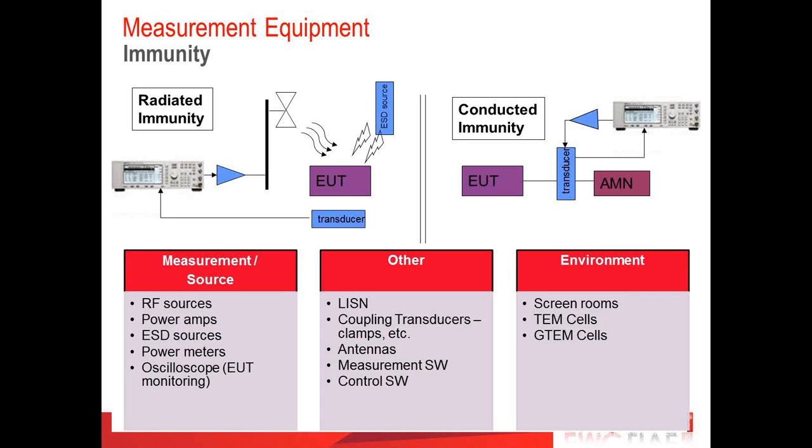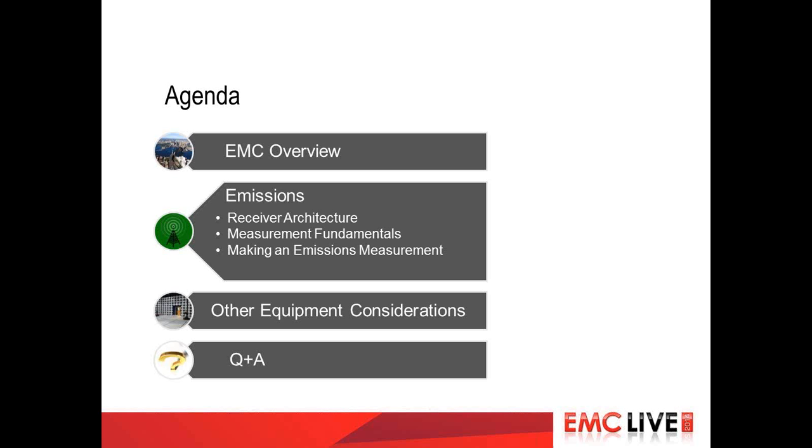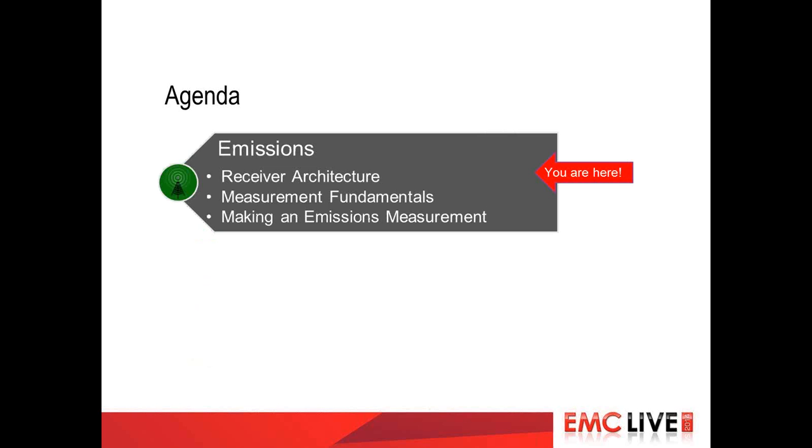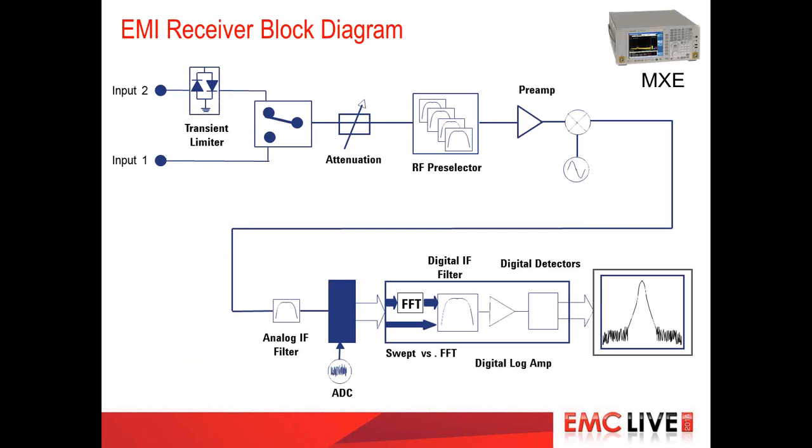Okay, so that concludes a brief overview of EMC. For the rest of the presentation, we're going to spend our time looking at emissions. To start off with, we're going to look at Keysight's latest EMI receiver, the MXC, and we're going to walk through the block diagram here and understand the key steps, and how those are going to relate to an EMI measurement. So you can see the Keysight EMI receiver in the upper right-hand corner.